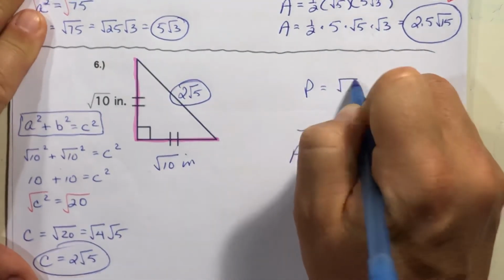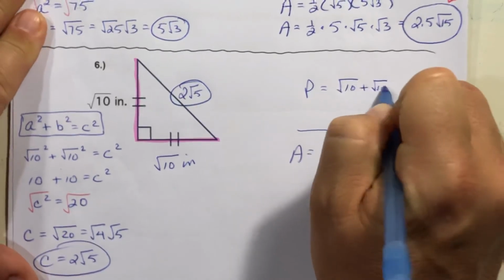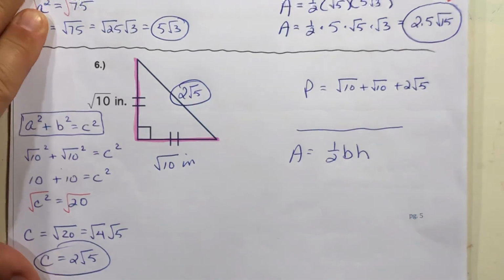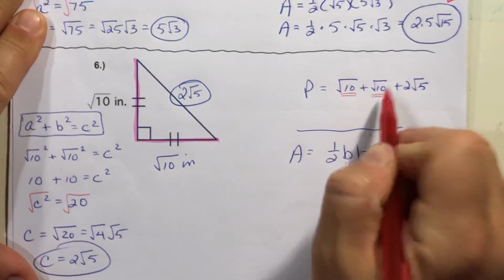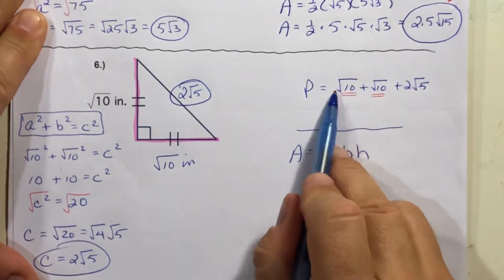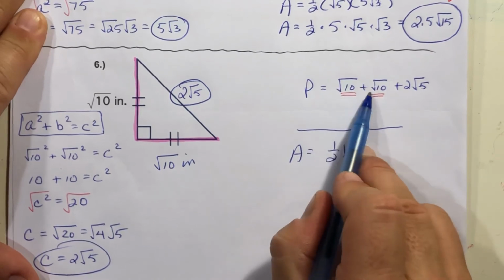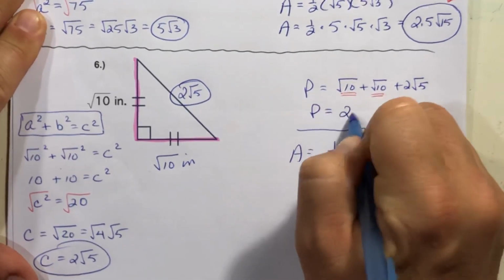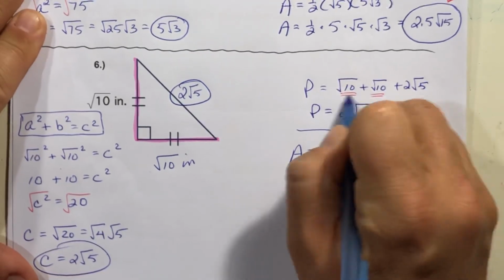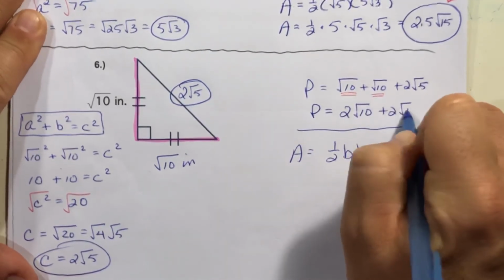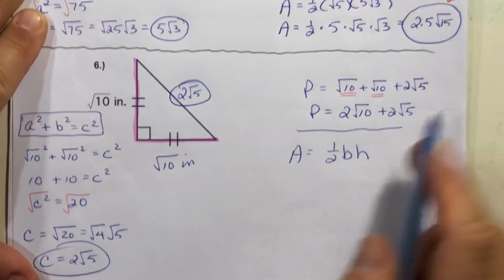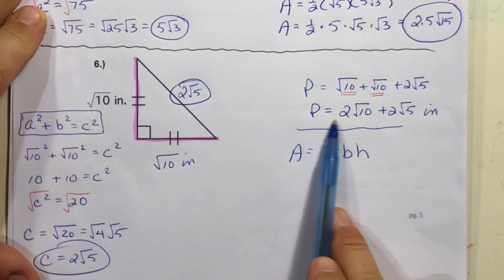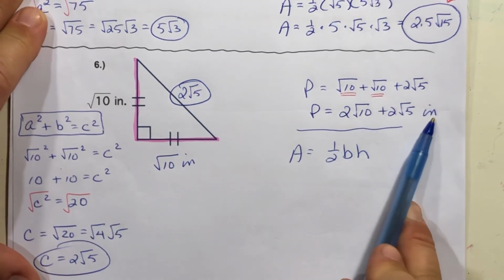So I'm going to have radical 10 plus radical 10 plus 2 radical 5. Again, not all of these are like, but these 2 are. So I have basically 1 radical 10 plus 1 radical 10 plus 2 radical 5. So that'll be 2 radical 10 by putting these 2 together plus 2 radical 5. These are not like radicals, so I'm going to leave them apart. My exact final perimeter, 2 radical 10 plus 2 radical 5 inches.